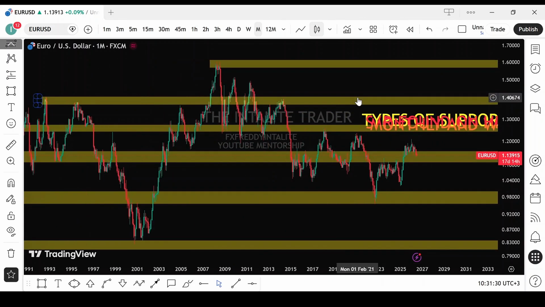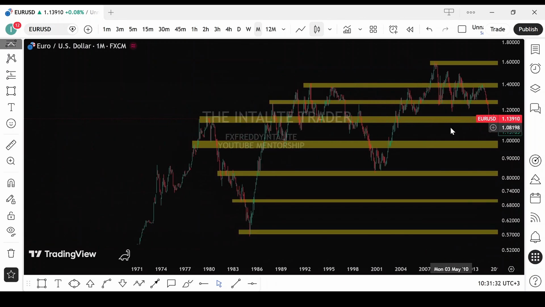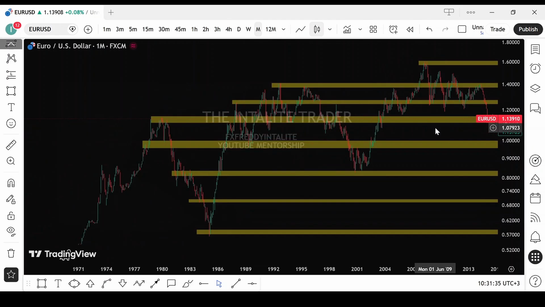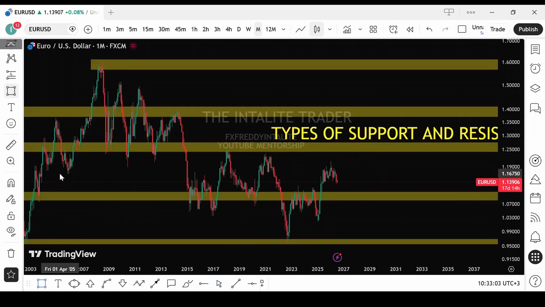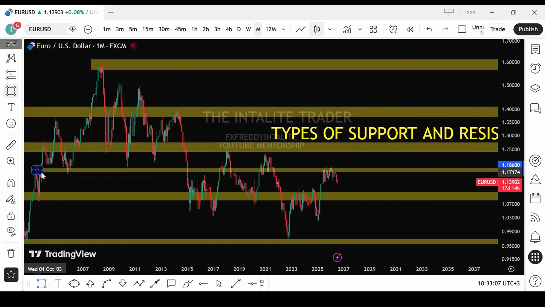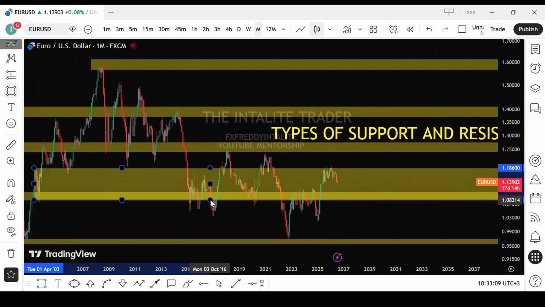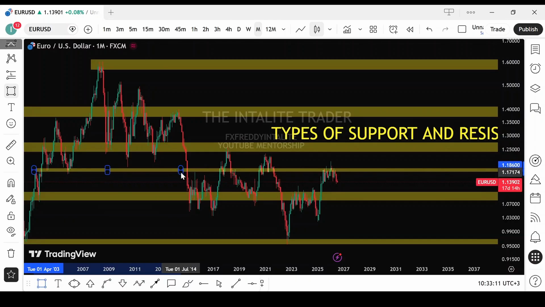So if you look at the levels I have marked on the monthly here, when you come to the monthly and plot these levels, you plot them on the monthly time frame.